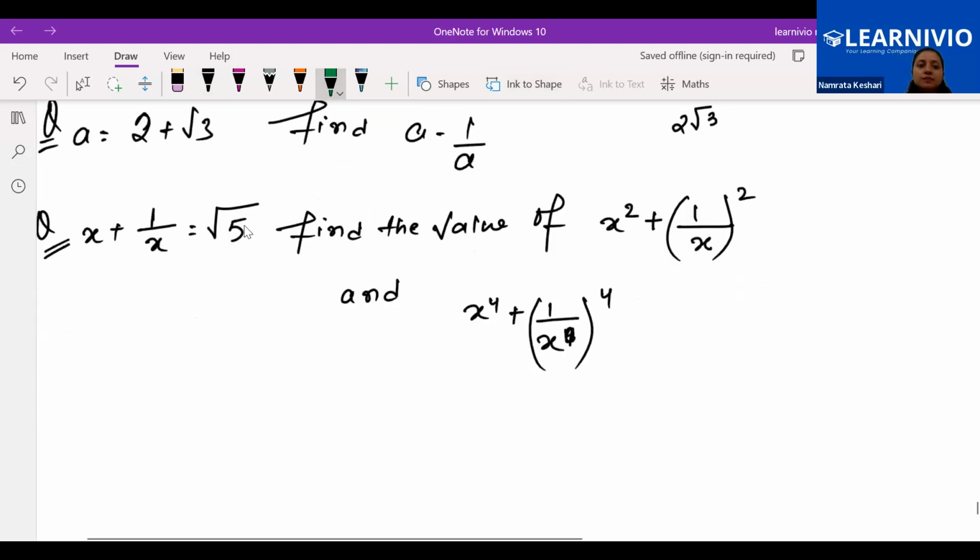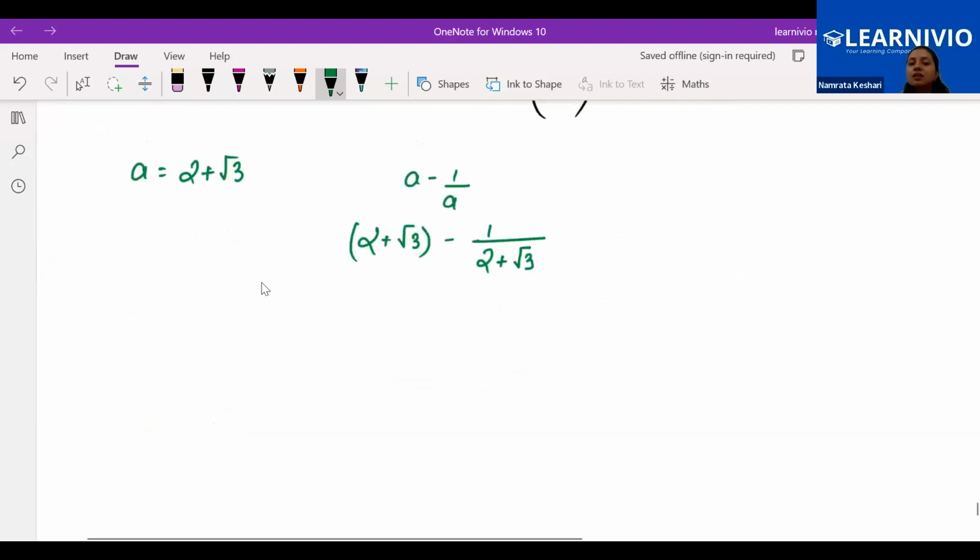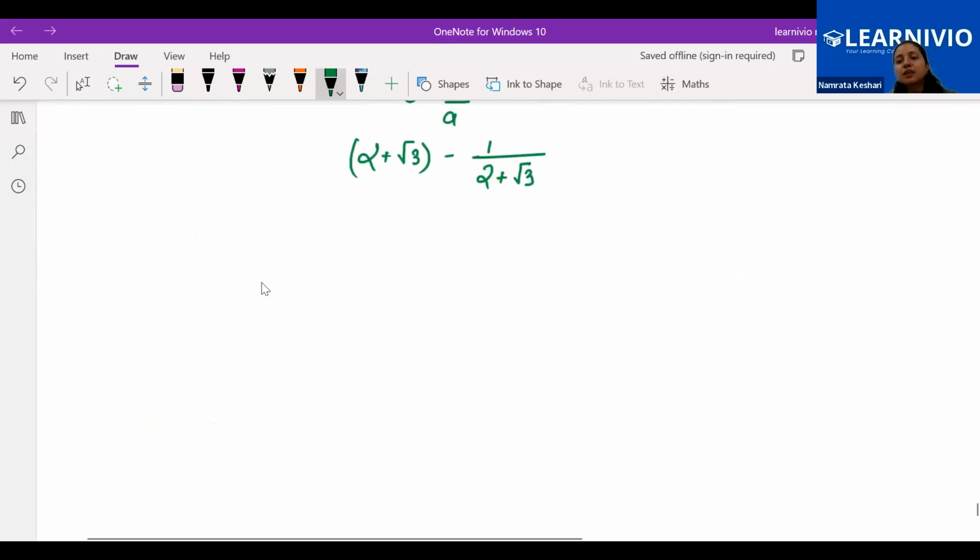Okay, let's check it. Is it 2 plus root 3? We have to find a minus 1 by a, that means 2 plus root 3 minus 1 by 2 plus root 3. Okay, there are two ways: either at first do the simplification and then anyway you have to do the rationalization, or at first only let's do the rationalization of the next part, like this part, and then we can do the simplification.